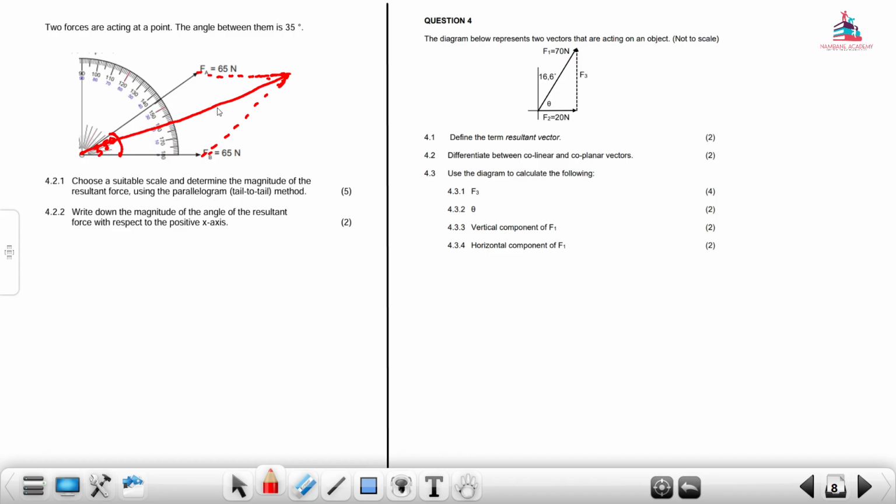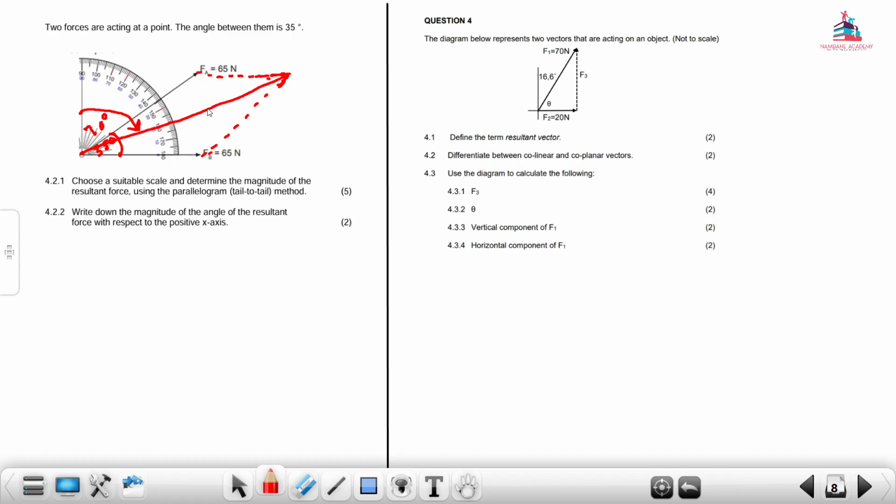So you use your ruler to determine your force in centimeters or millimeters, then change it to newtons using a suitable scale. Then how do you determine the direction? You start from 0 degrees, which is your bearing, to your force. So it's 10, 20, 30, 40, 50, 60, 70. So the angle here, we can say it's 70 degrees.